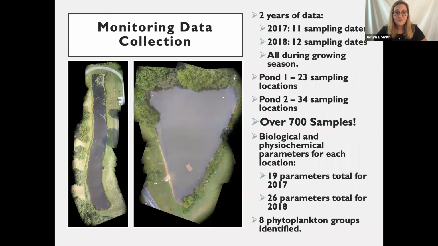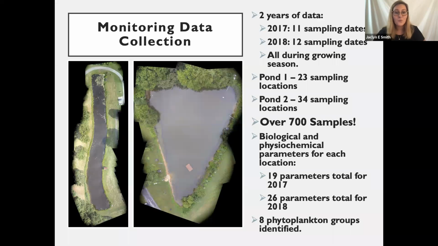So this provided us with quite a lot of data. We have 2 years of sampling. In 2017, we had 11 sampling dates. In 2018, we had 12 sampling dates. And these were all done during the growing season. There are 2 ponds. Pond 1 has 23 sampling locations, and Pond 2 has 34 sampling locations.